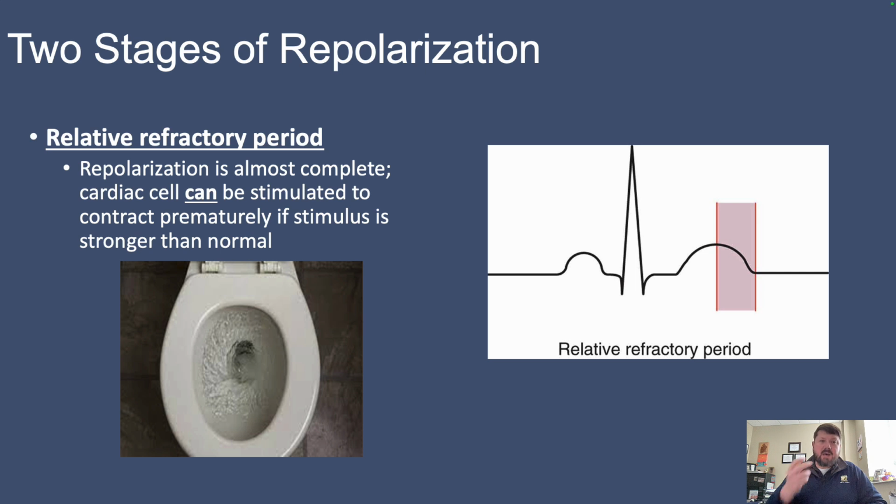But as the bowl fills back up, even though it's not completely full, if you try to flush, you will get a very poor flush. You won't have the action that you need for the toilet to complete the flush. This is a relative refractory period. Repolarization is almost complete. The cardiac cell can be stimulated to contract prematurely if the stimulus is stronger than normal. So in this case, the cell is not completely to its resting potential yet, but if it receives a stimulus, it's going to start its work over again before it gets fully rested, which can make it very irritated and cause lethal arrhythmias.